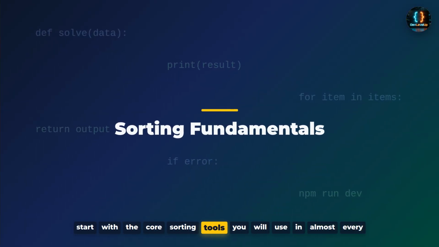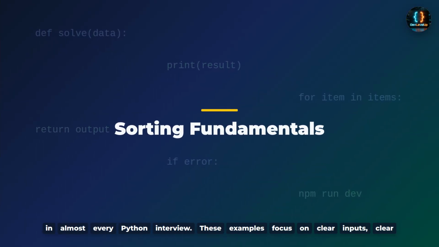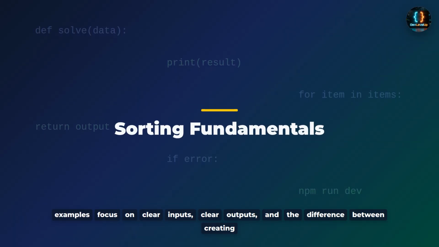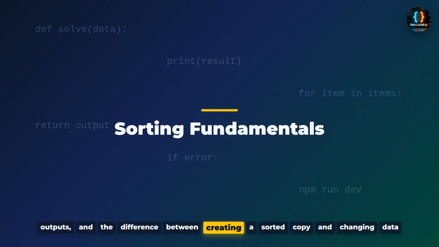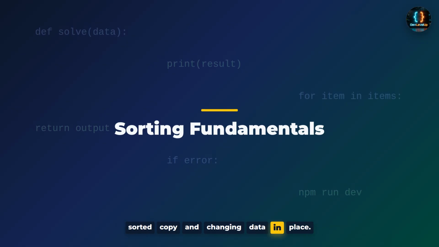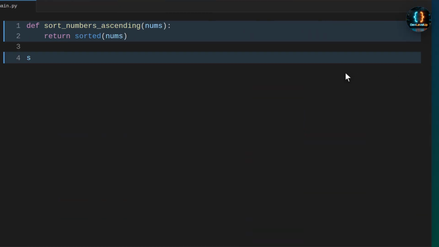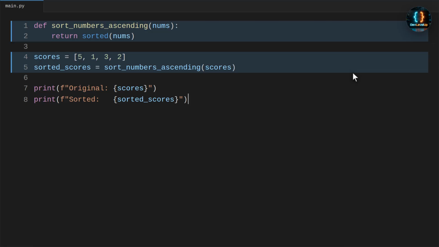We start with the core sorting tools you will use in almost every Python interview. These examples focus on clear inputs, clear outputs, and the difference between creating a sorted copy and changing data in place. When a report needs numbers from lowest to highest, Python already gives us the cleanest tool. Let's write a small function that accepts a list of integers, returns a sorted copy, and then we run the script to compare the original list with the result.